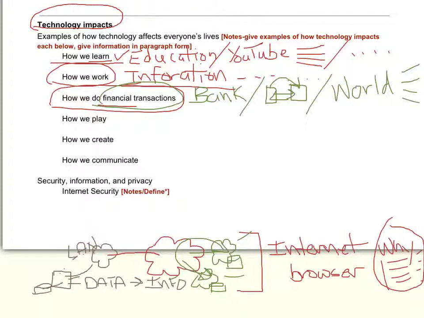All right, the next one. How we play. Just some of the things between, first of all, you might think of video games. Gaming's a huge industry, so we're not going to talk about that right now. But there's other things we do. People do all these fantasy leagues.